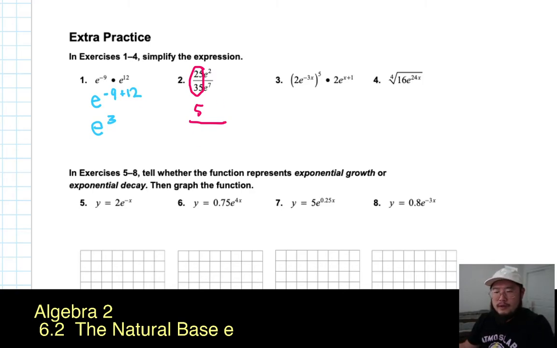Okay, so remember, we do not and will not have negative exponents, so that 2 minus 7 ends up equaling negative 5. And then when we bring it down to our denominator, the exponent, instead of being negative, will now be positive, and you'll end up with 5 over 7e to the 5th power.